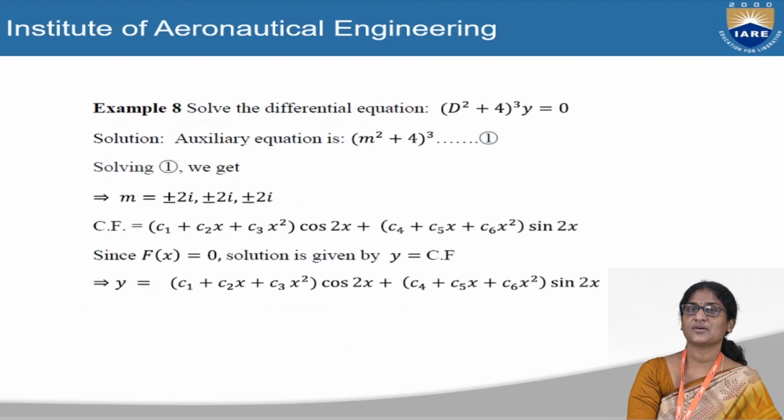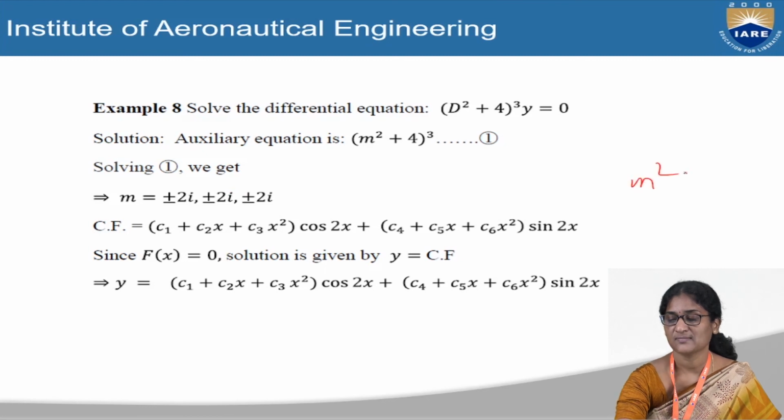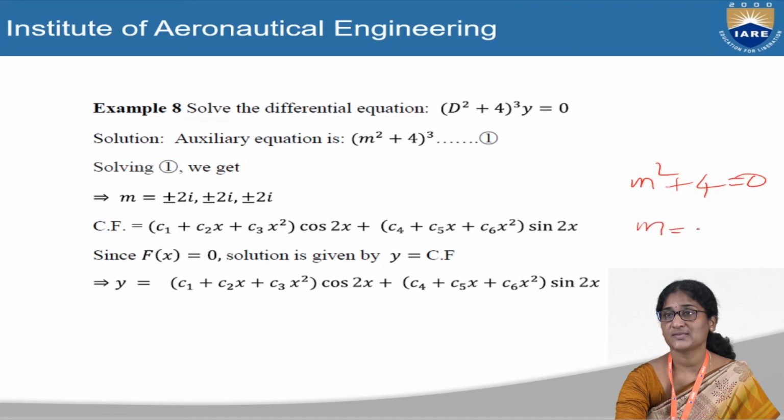Now the next question: solve the differential equation (D² + 4)³ y = 0. The auxiliary equation is (m² + 4)³ = 0. Now what are the roots? m² + 4 = 0, so m = ±√(-4), that is nothing but ±2i.